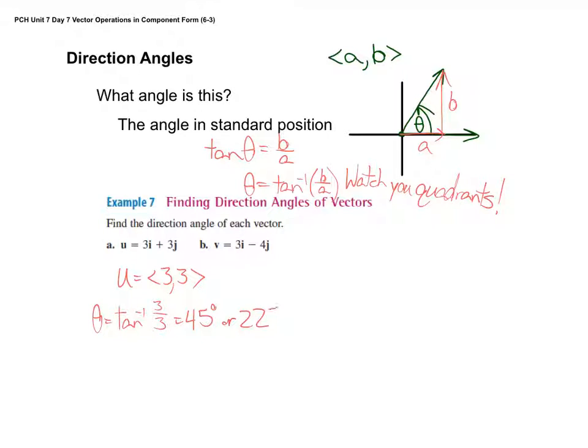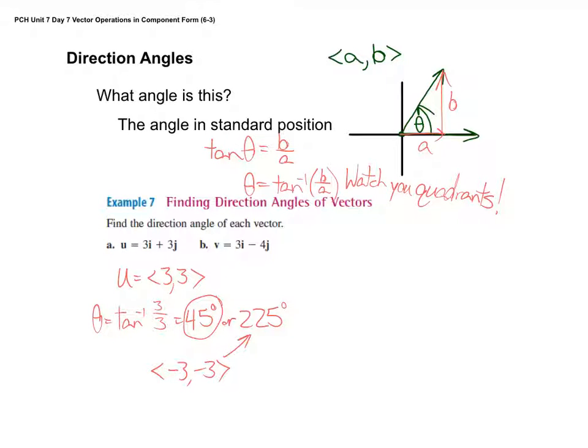Now, how do we know which angle this is? You look at the sign of the B and A. Look at which quadrant your B and your A are going to push you towards. We're going to the right and we're going up, right? That would be the first quadrant, so it's 45. What vector would have a direction angle of 225? Negative, negative. Negative 3, negative 3 would have a direction angle of 225.